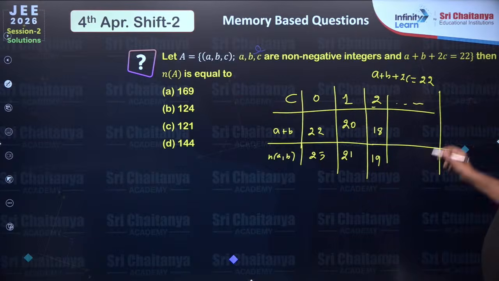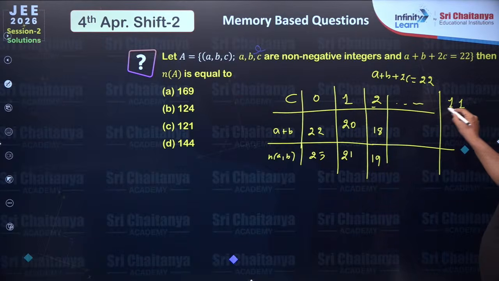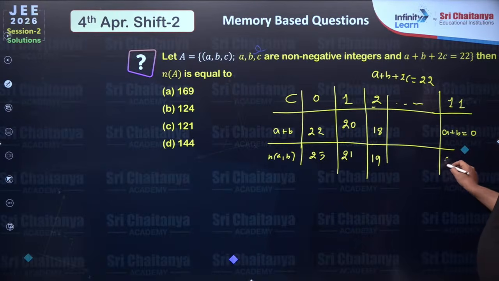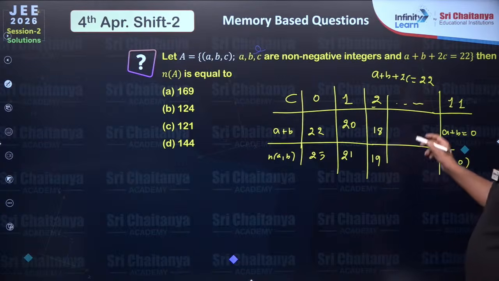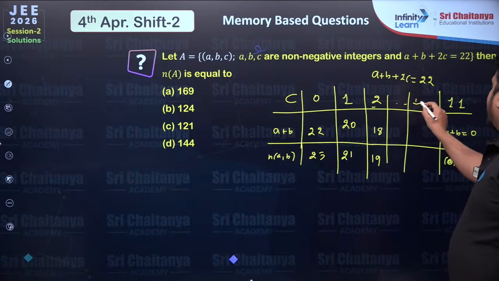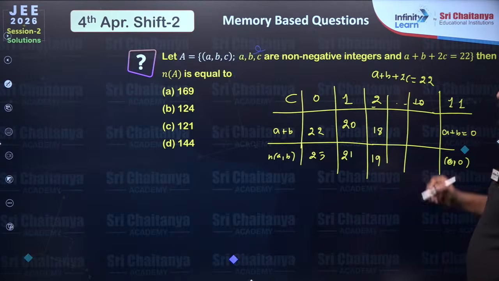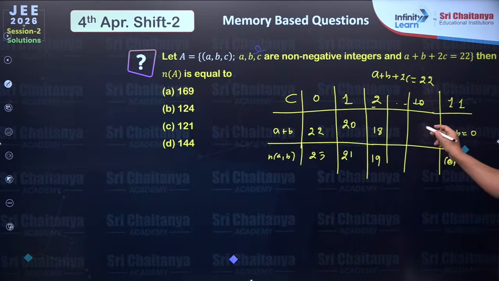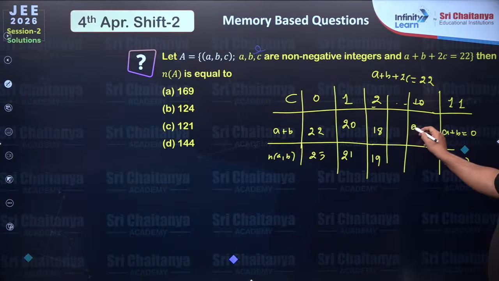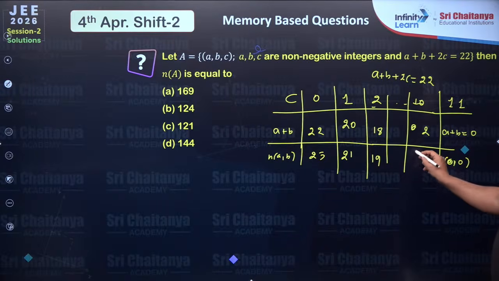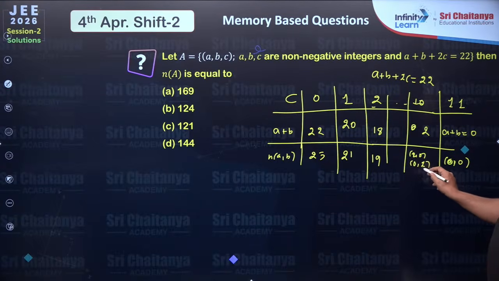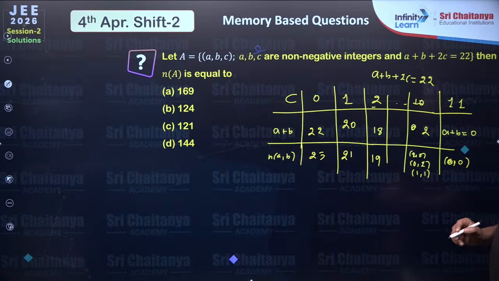Keep on going. If I put C equal to 11, then A plus B will be 0. So 0, 0 will be the only pair. Before that, if we put C equal to 10, then what we are getting? A plus B as 2, right? So we can have 3 such pairs: 2, 0; 0, 2; and 1, 1, right?